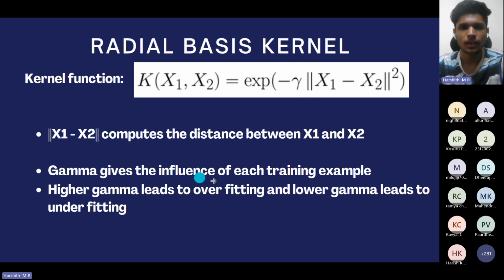And gamma gives us the influence of each training sample. When you have a low gamma value over here, this value would be diminished. Let's say you have 0.001 and you have 100 over here, when you do the product, the whole value will become less, and the influence of this sample would be reduced. So higher gamma would increase the influence of each sample and lead to overfitting. Lower gamma will lead to underfitting.